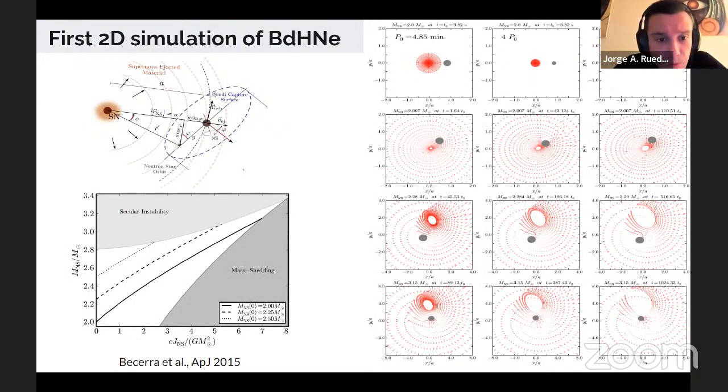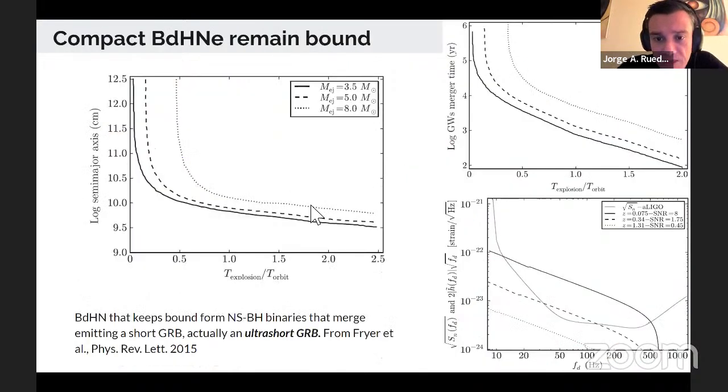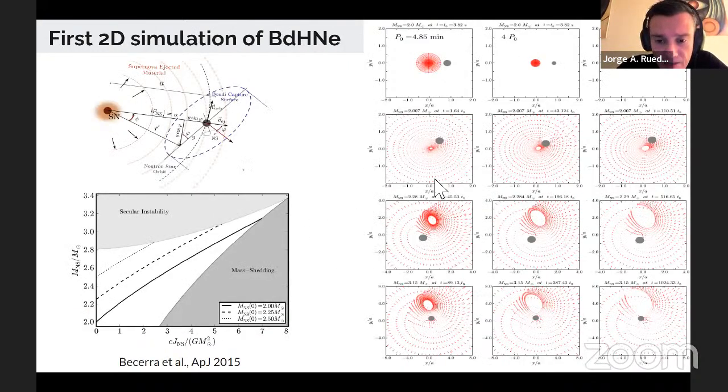2015. We went one step further and put in the effects of angular momentum transfer, which this previous simulation didn't take into account. You can see here some new simulations. The gray point is the neutron star moving around this exploding material, and the red arrows are velocity fields.